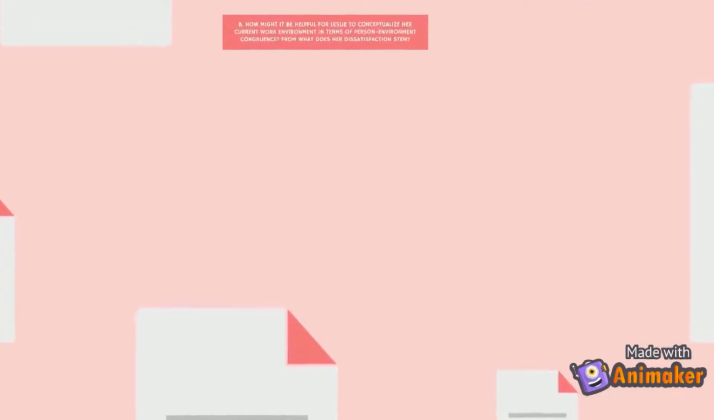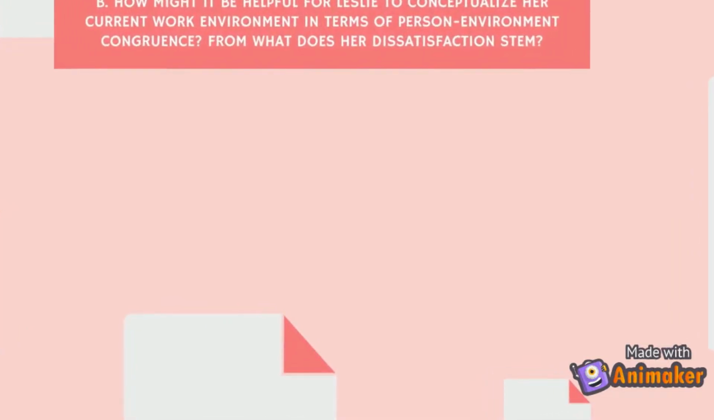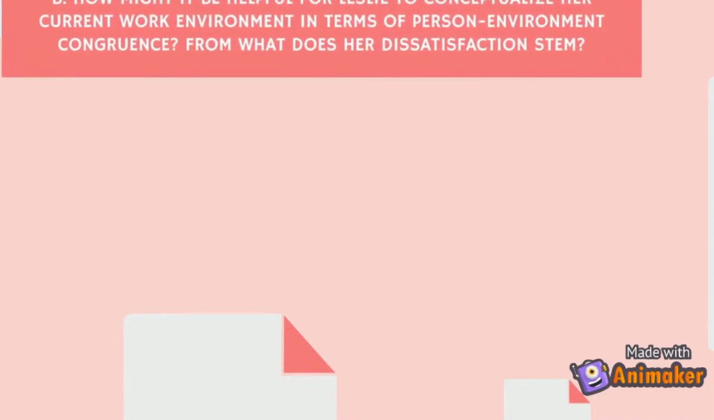Okay, question number 2. How might it be helpful for Leslie to conceptualize her current work environment in terms of person-environment congruence? From what does her dissatisfaction stem?